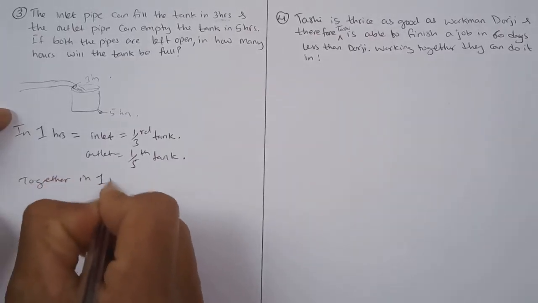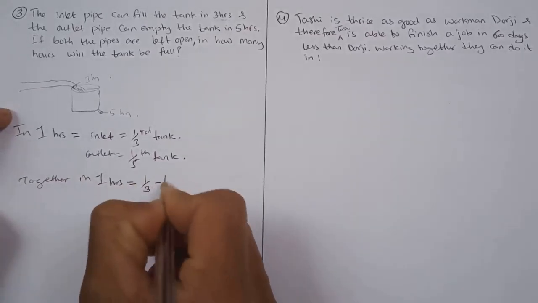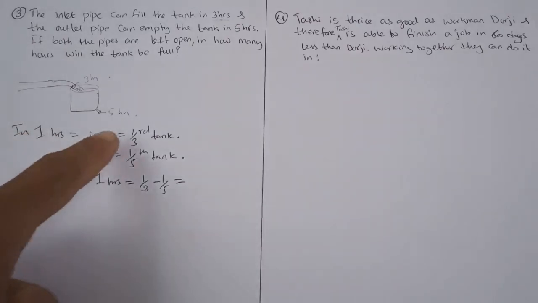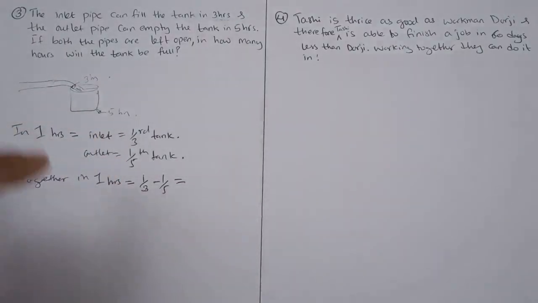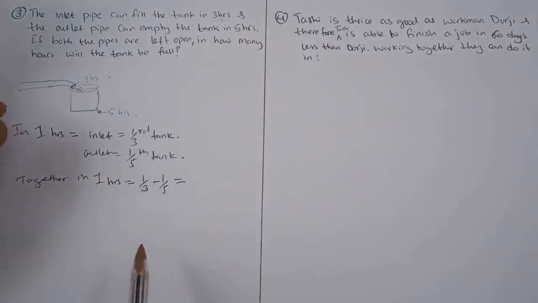Together in 1 hour, the work done is 1/3 minus 1/5. In 1 hour the inlet fills 1/3 of the tank, and at the same time the outlet empties 1/5 of it. So the net work done in 1 hour is the difference between the two.